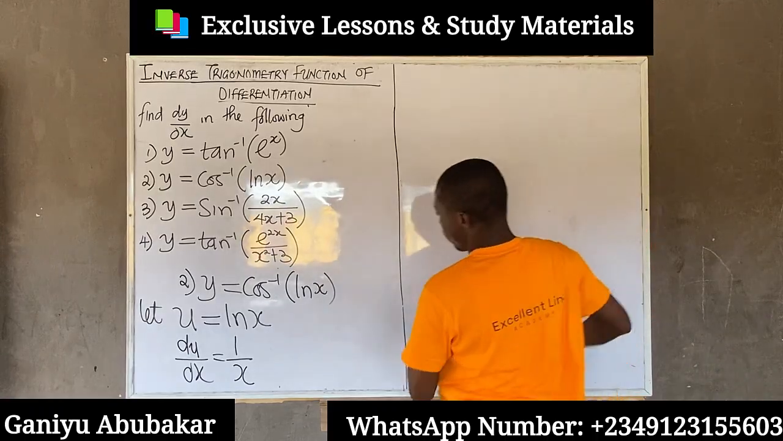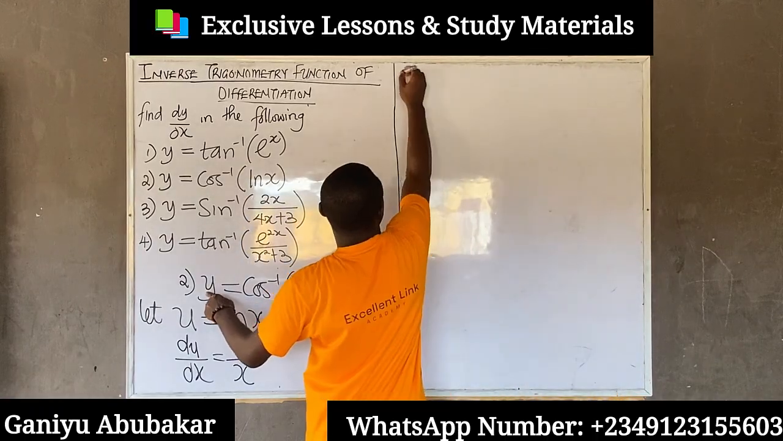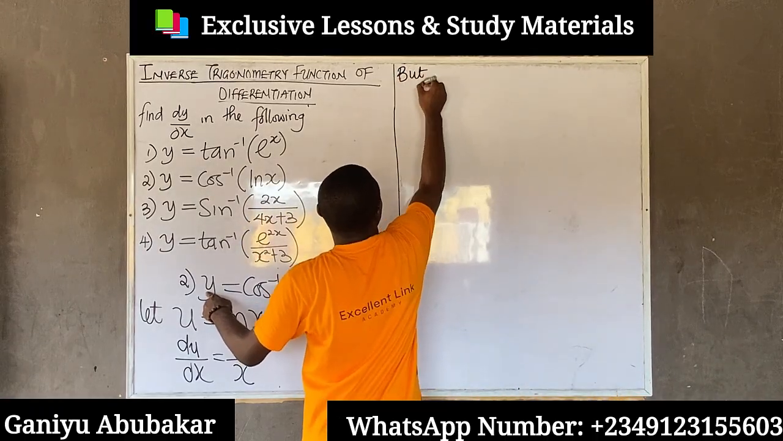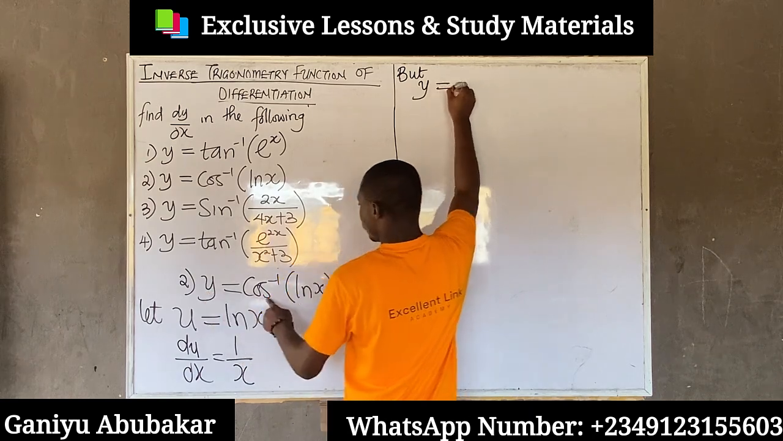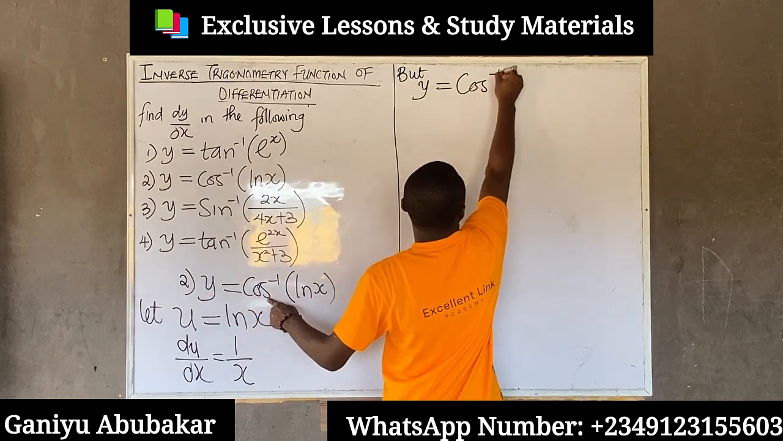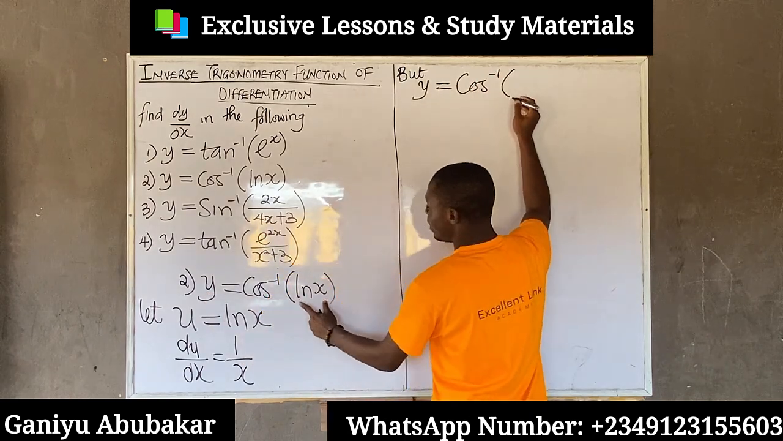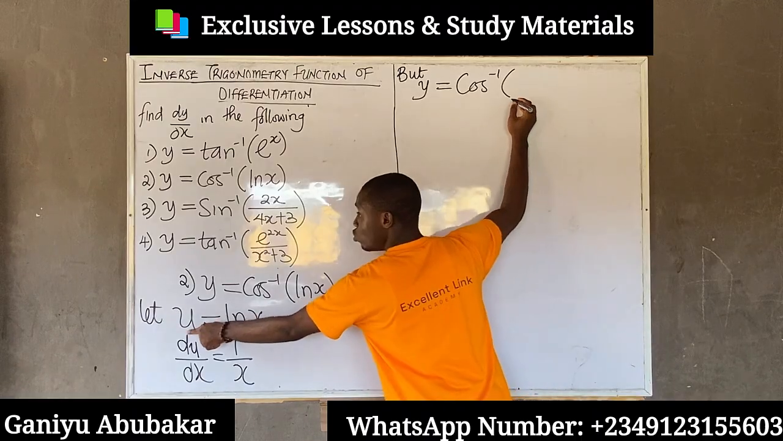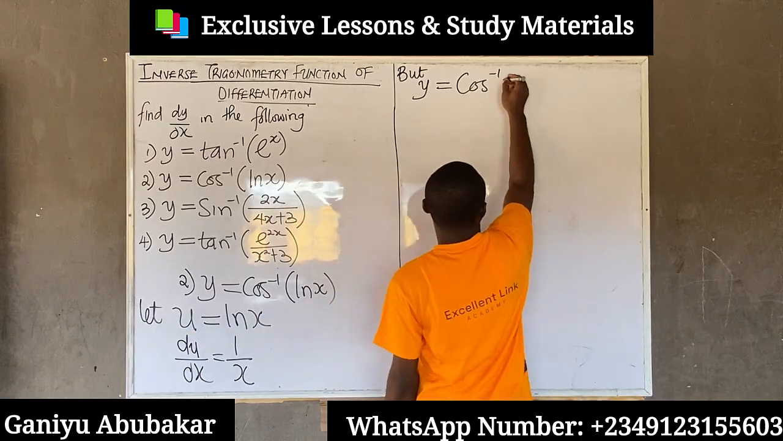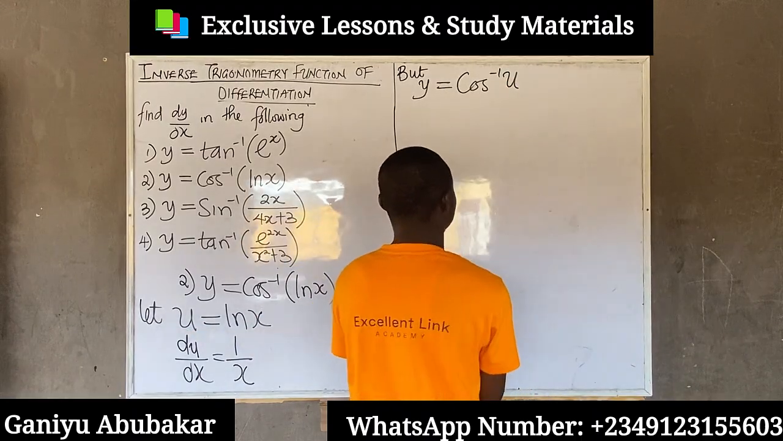And I said your next task here is to repeat your question, right? What's the question here? I'm having that y is equal to cos inverse of what now? Of ln x. But ln x is now u. So take this as what there? As cos inverse of u.